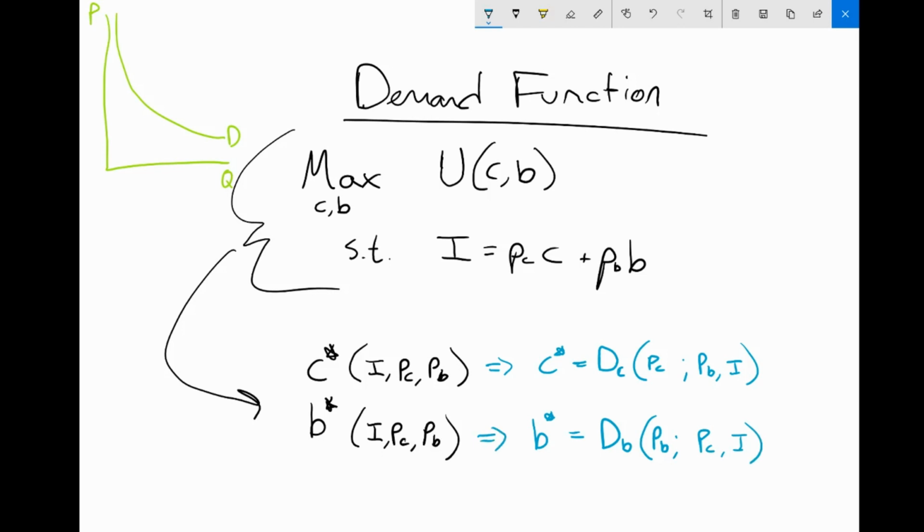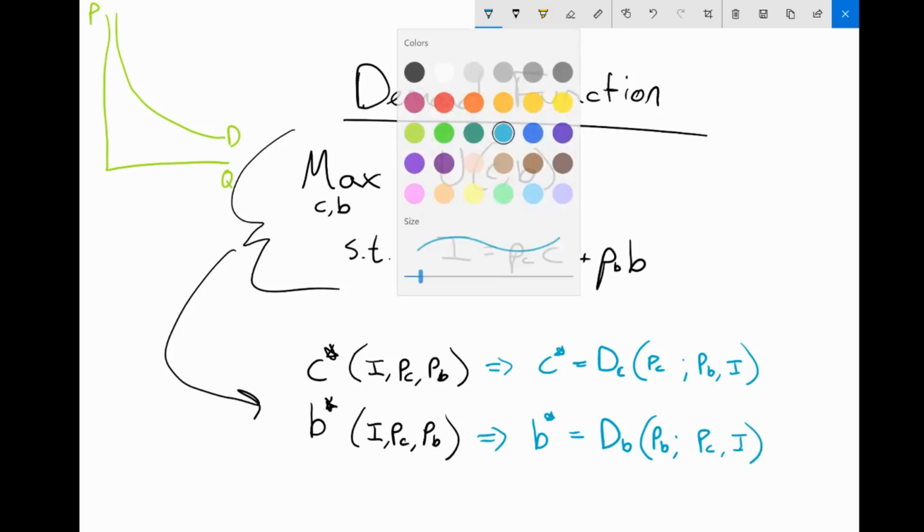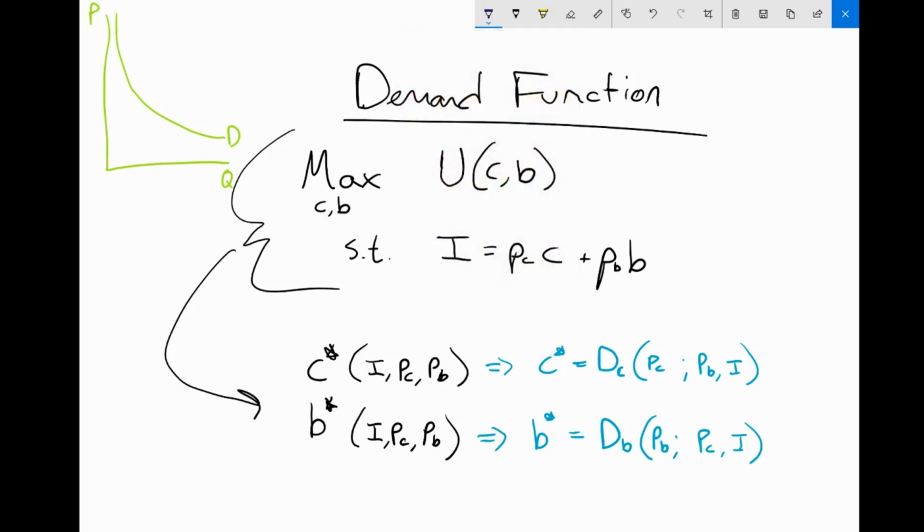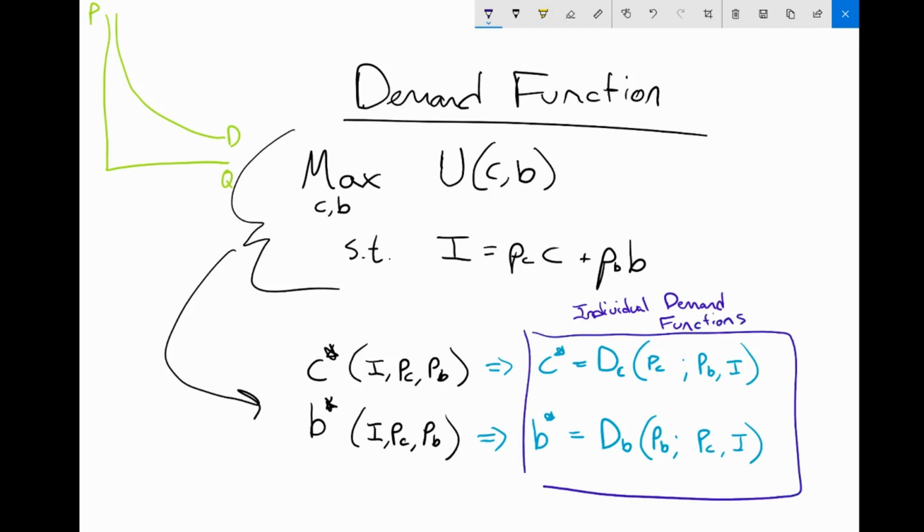So literally, these are our individual demand functions. These are our individual demand functions. This is the demand for coffee. This is the demand for bagels.